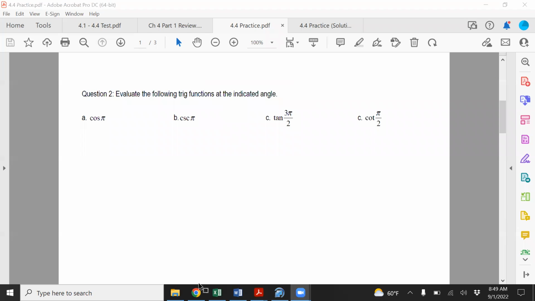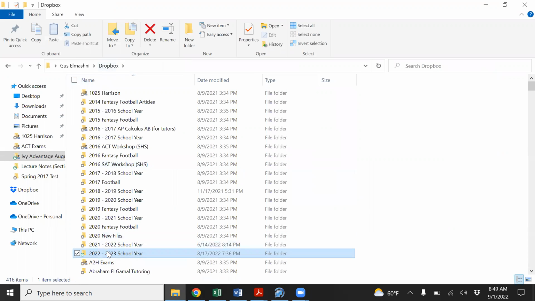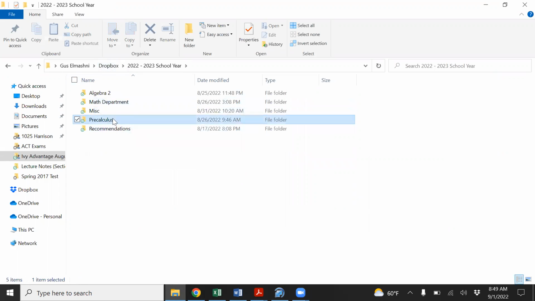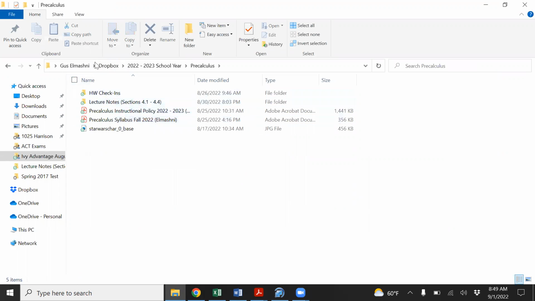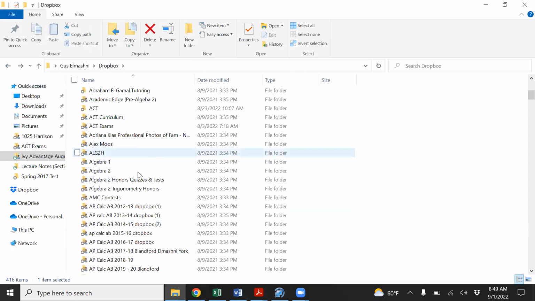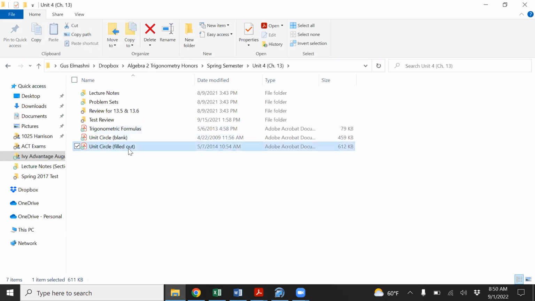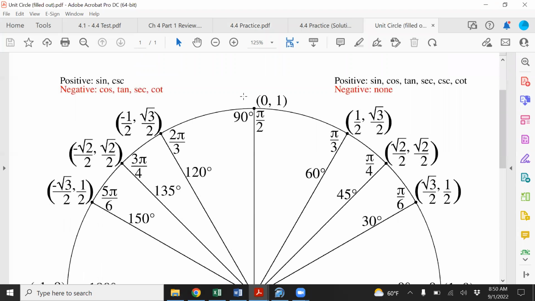Yeah, so the unit circle, I'm going to pull it up right now. I don't have it here. Should put everything in one folder. Do I have it here? Awesome, I don't. So let me go to my Algebra 2 honors folder. Here we go. Chapter 13. Select unit circle. Here we go.